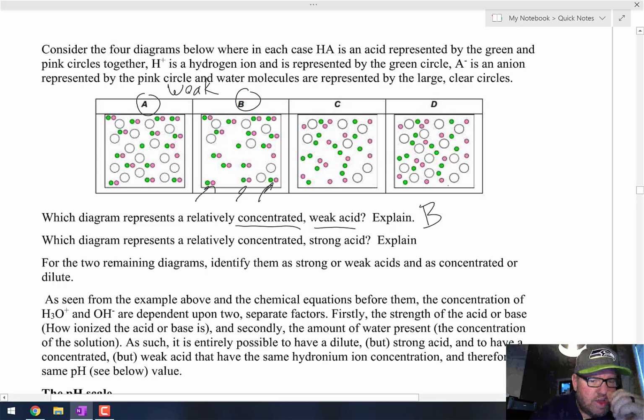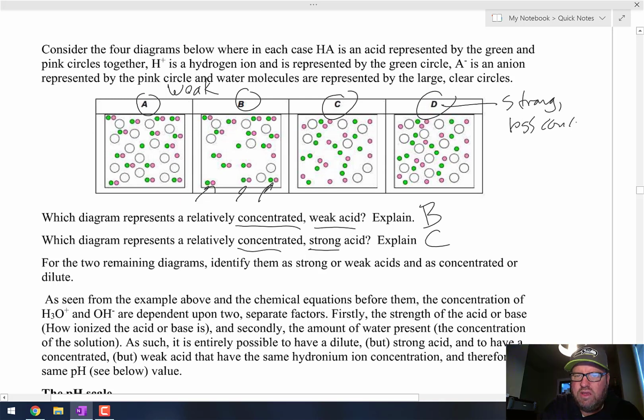Okay, and then which diagram represents a relatively concentrated strong acid? So in C and D, we can see that they're completely dissociated. And again, in C, you have less water than you do in D. So C is a strong acid that is, again, more concentrated than D would be. Okay, and for the other two, answer D would again be strong, but less concentrated. And then A would be a weak acid that also is less concentrated.